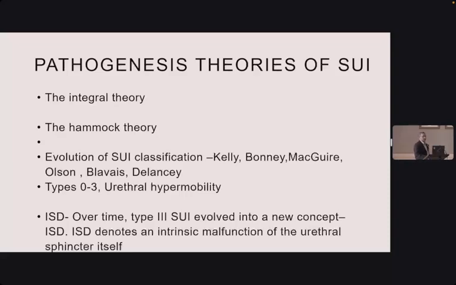Then in 1994, DeLancey, the person that came up with the levels of support of the vagina, proposed the hammock theory. He felt that continence depends on efficient transmission of pressure to the bladder neck and urethra, but against a rigid support of the pubocervical fascia and the anterior vaginal wall. Basically, the difference between these two theories is that the integral theory posits more of an active role for the pelvic musculature, and also considers more urge incontinence. The hammock theory focuses more on stress urinary incontinence.